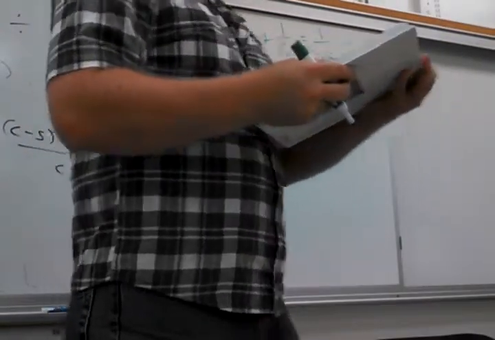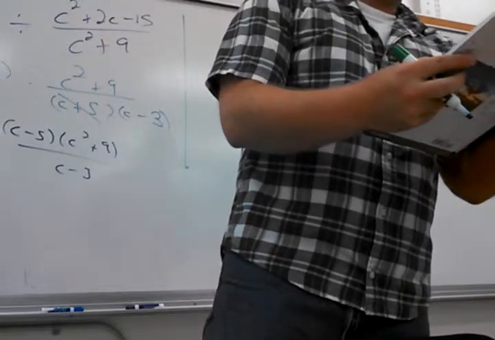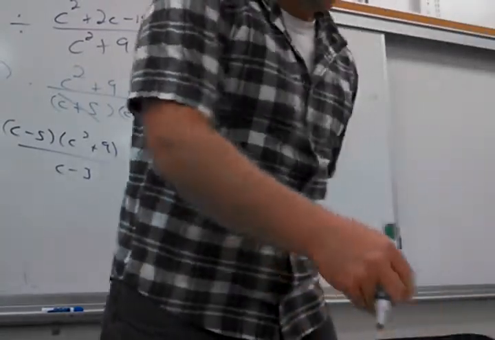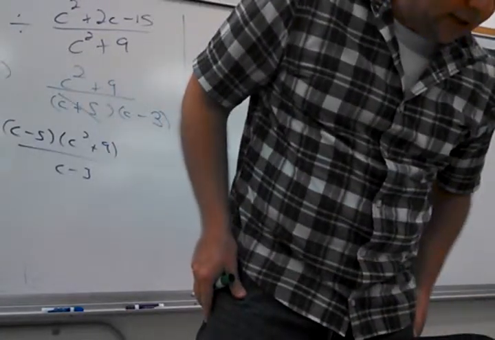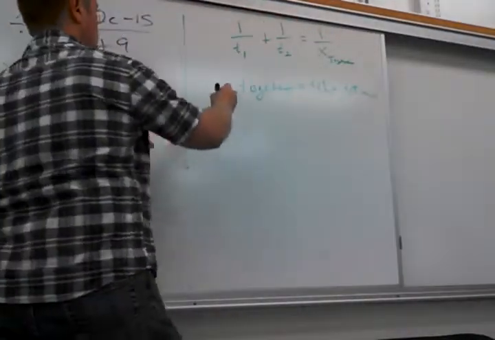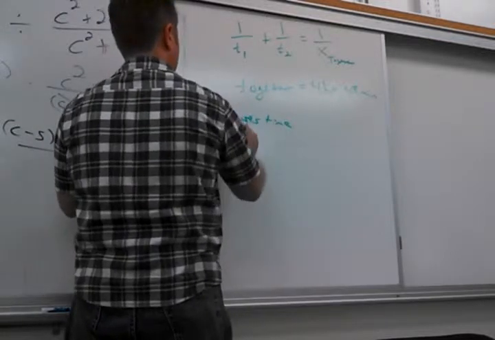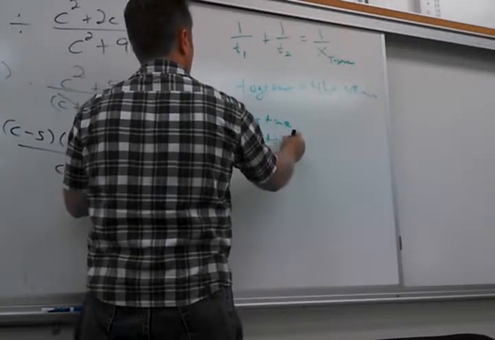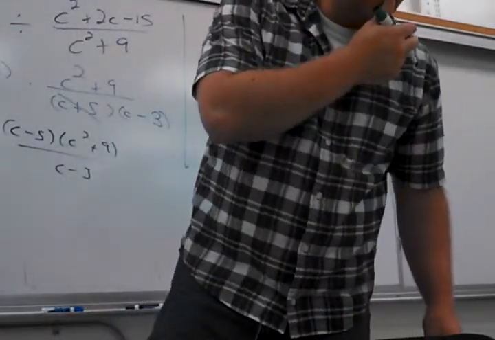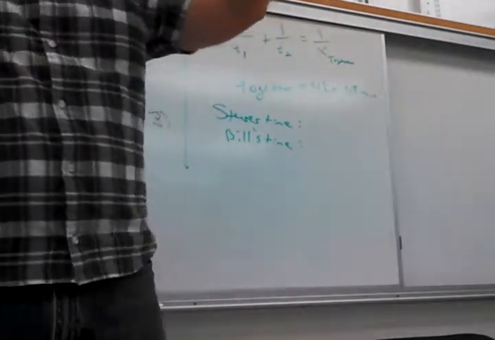Alone, Steve would require 4 hours more than Bill, because Steve is just that way. How long would it take Bill to do the job alone? Convert minutes to hours. It's not a bad idea. Alone, Steve would require 4 hours more than Bill. So Steve's time and Bill's time. Who's going to be just X? Yeah, Bill, because Steve's time is 4 hours more than Bill.